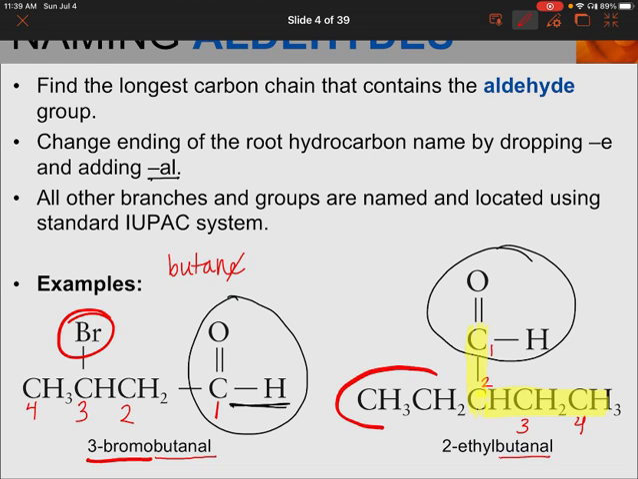And then we've got this 2 carbon chain that's just kind of hanging out, so that will be a group that's attached to our longest carbon chain. So this is on carbon 2, so this is 2-ethyl butanal.